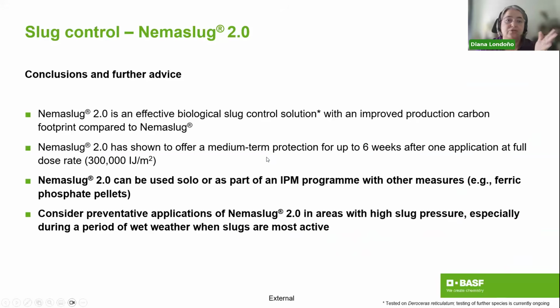So what are the conclusions, for example, for slug control? One, the nematode can be used in an IPM program. They can be used in wet conditions, something that is not working with the ferric phosphate pellets, which are chemicals. You can use both and you're going to have better control of the slugs. And also you can use the nematode as a preventative. So this is something that you can evaluate in your place and decide how you're going to use it.